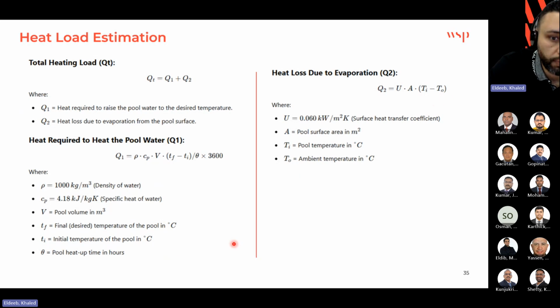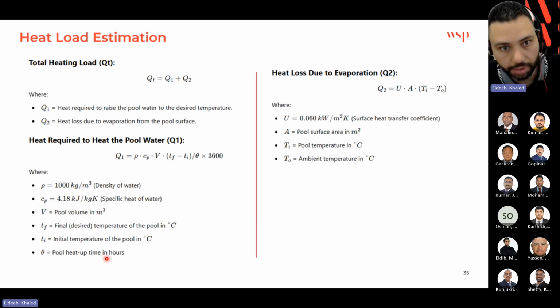If we go one by one here, we have rho, the density of the water, which is 1000 as we know, and the Cp 4.2 kilojoule per kilogram Kelvin, and the volume of the pool that we should be aware of. The delta T here is between the desired temperature and the initial temperature when we put the water in the pool. And this theta is the time required to heat the pool; it could be 1 day, 2 days, 3 days, as you wish. The more time, the less capacity you need for the equipment.